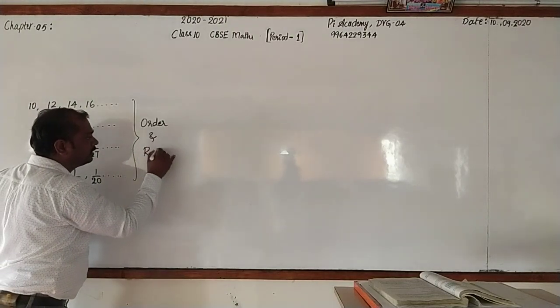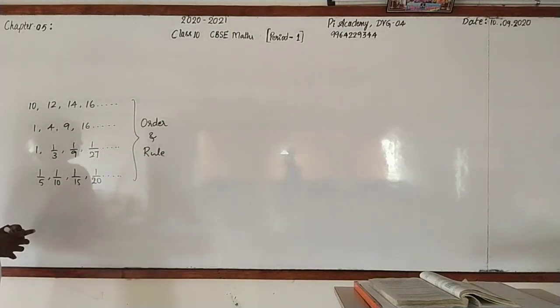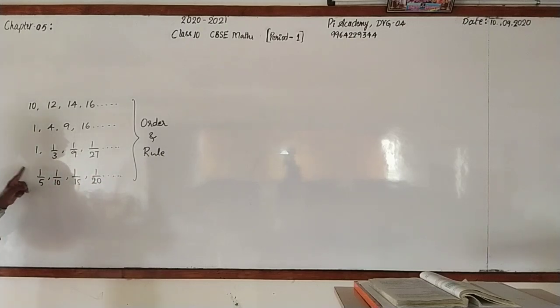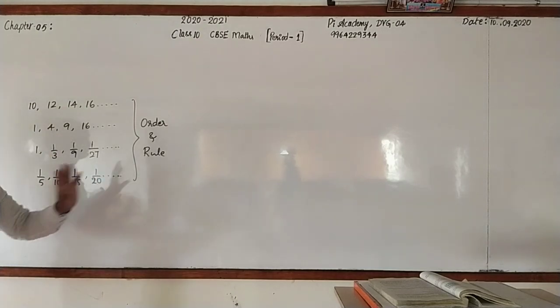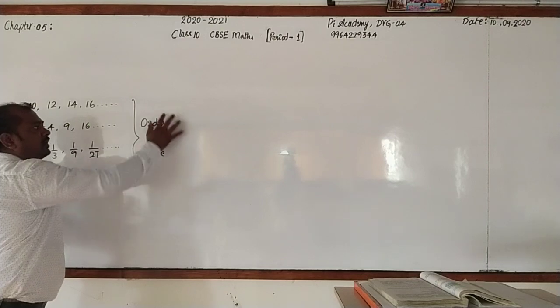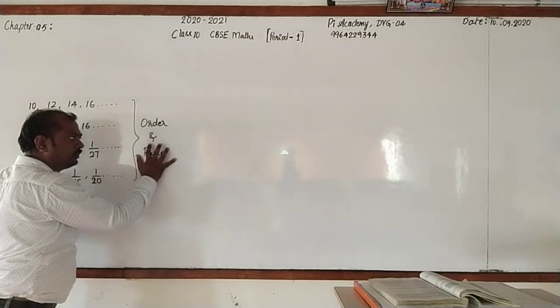That means by observing all these orderly arranged numbers, you can come to know that we have followed a rule as well, right? I have already told those rules. In the first one, write 10, add 2 successively. Second one, write the squares of the numbers from 1 successively. Then in the third one, write 1, divide by 3 successively. In the fourth one, write 1 by 5, add 5 to the denominator successively. Is it not? Anyhow, so these are the numbers in which order is followed as well as a rule.